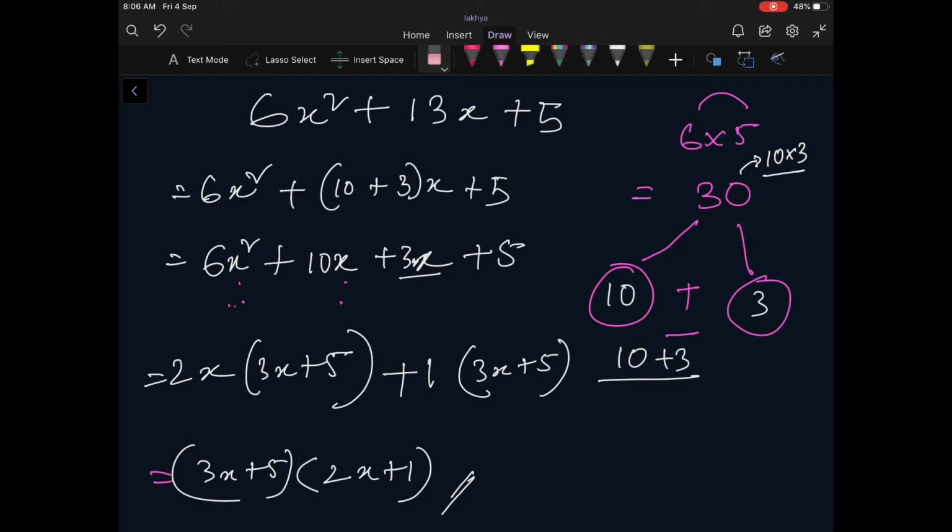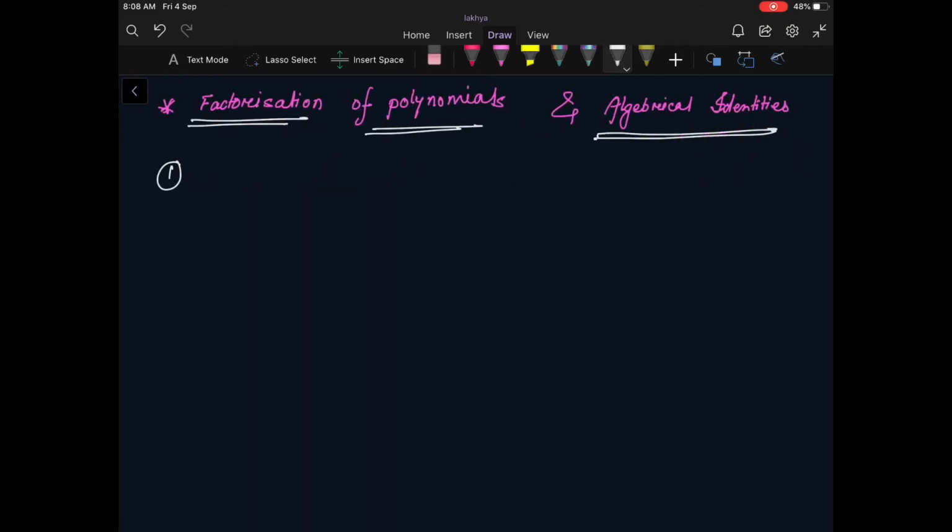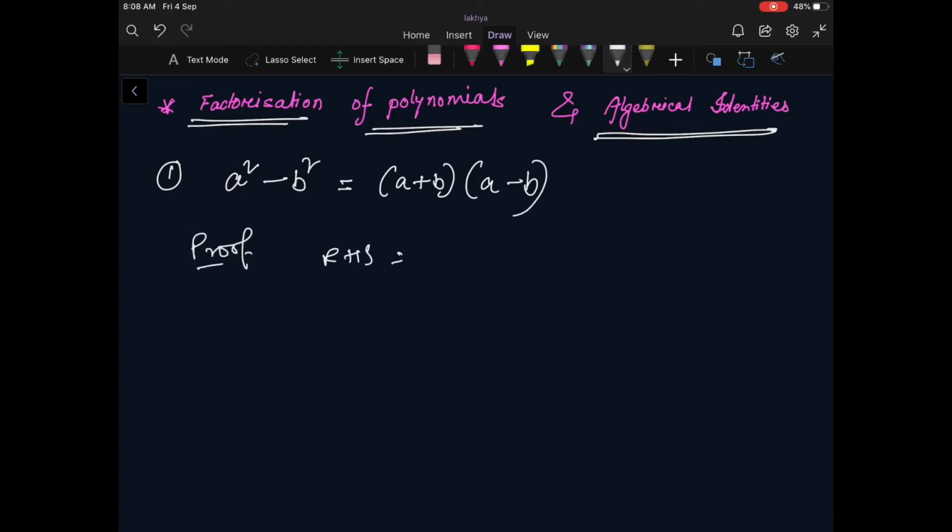Now let us discuss some algebraic identities. Number 1: a square minus b square is equal to a plus b into a minus b. Proof. Take the right hand side, a plus b into a minus b. Now multiply these two. How to multiply binomial by binomial we have already discussed in the last video.